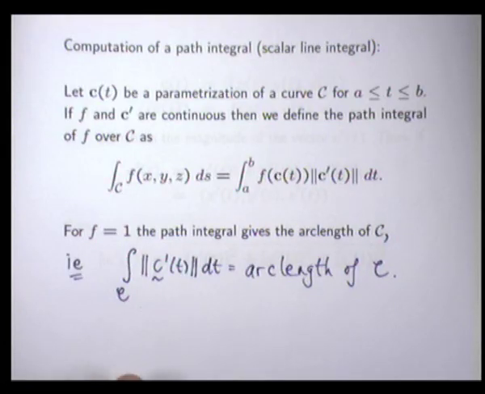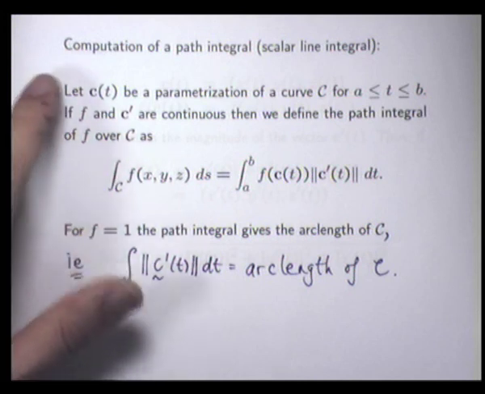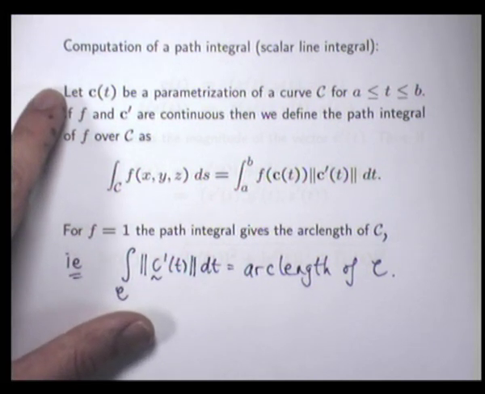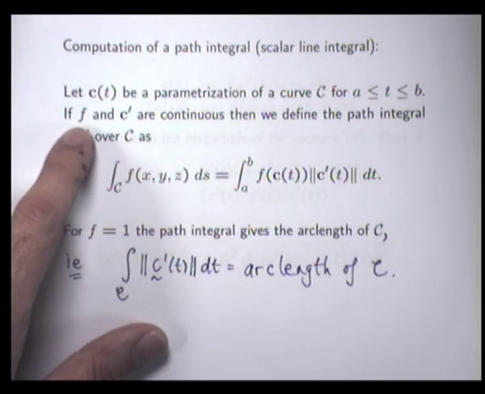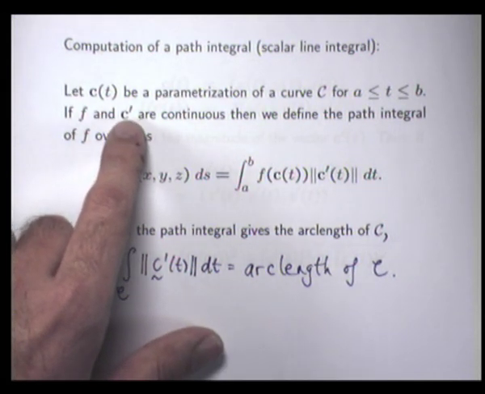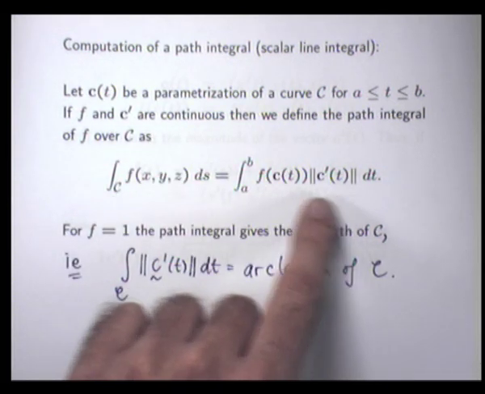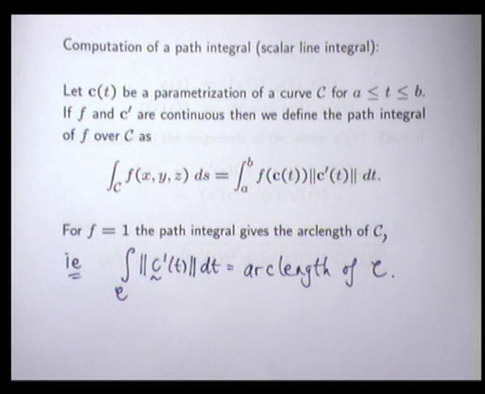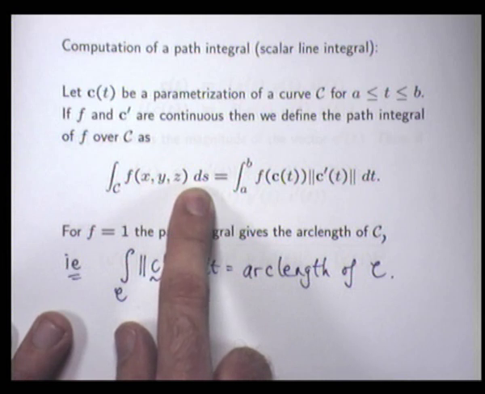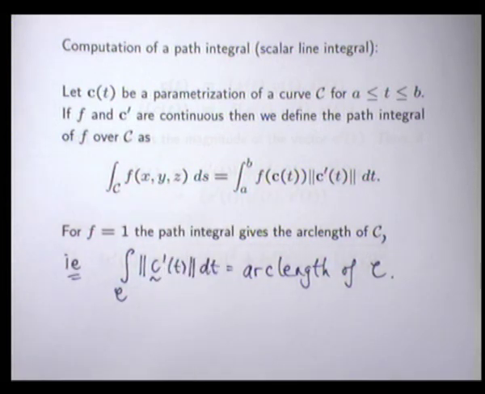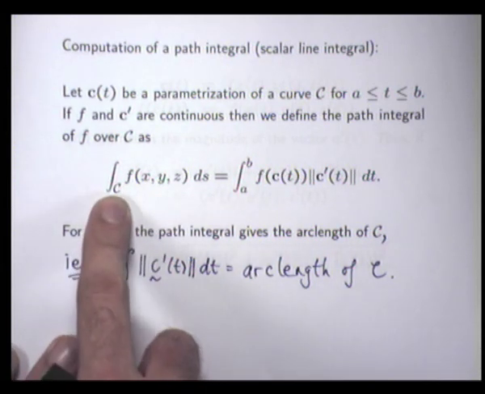Now, a few assumptions. First of all, we assume that we have a parameterization for a given curve and a function f of three variables is continuous. C dash is a continuous vector function. This is how we define the path integral. Notice that it's written with this ds notation. Okay, now the ds means the arc length element. All right. Also notice that we have this curve C, curly C, in the integral sign.